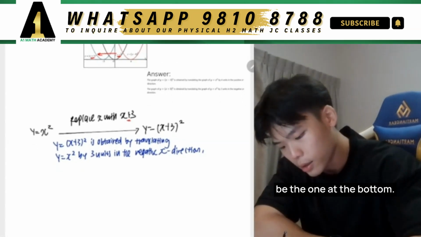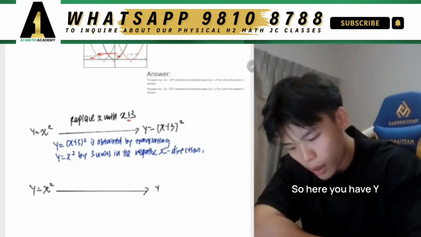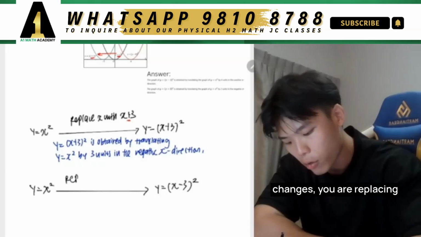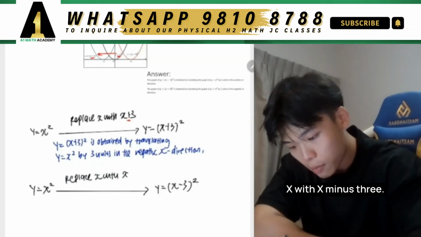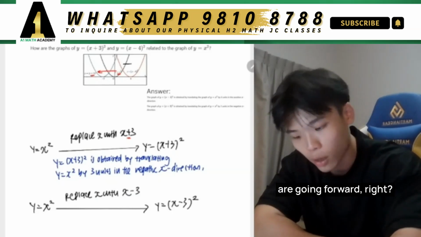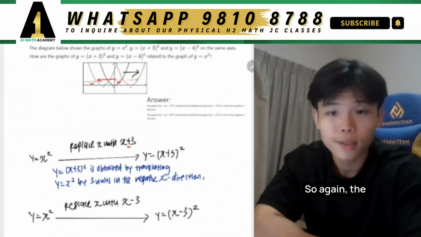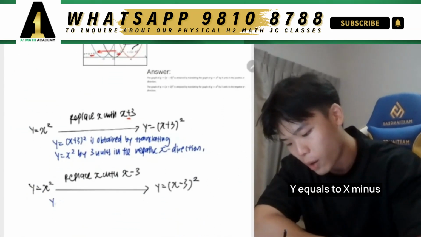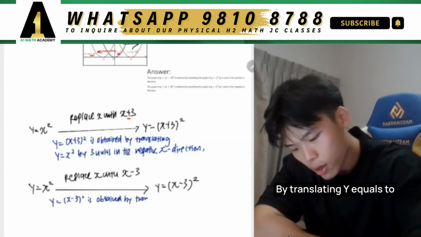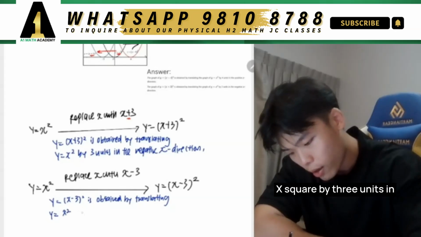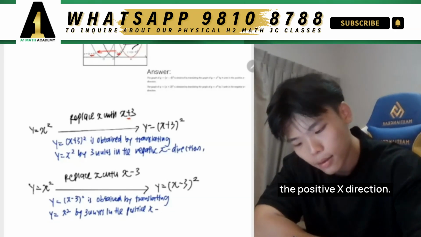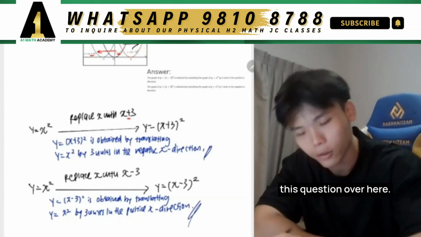Now the next one would be the one at the bottom. So here you have y equals x minus 3 squared, and then you can see that obviously the change is you are replacing x with x minus 3. So the whole idea behind this again is very contradictory, because now when you minus, you are going forward, right? You can see over here you are actually going forward. So again, the explanation is different. Y equals x minus 3 squared is obtained by translating y equals x squared by 3 units in the positive x direction, right? And that will be all for this question over here.